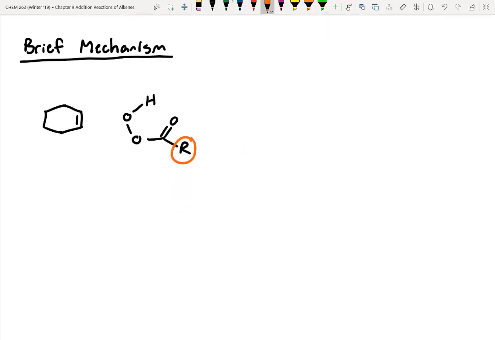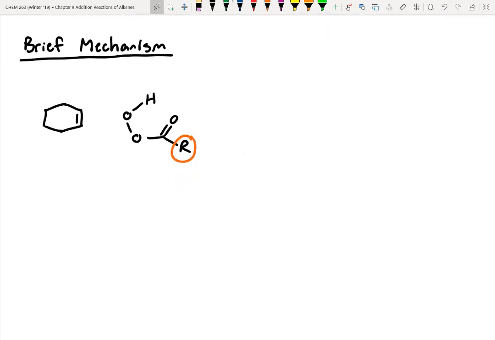So peroxybenzoic acid likes to hydrogen bond to itself. So if we think about it, right? The lone pair on this oxygen can really loosely coordinate with that hydrogen coming off right there. Make sense? So it's an intramolecular H bond.